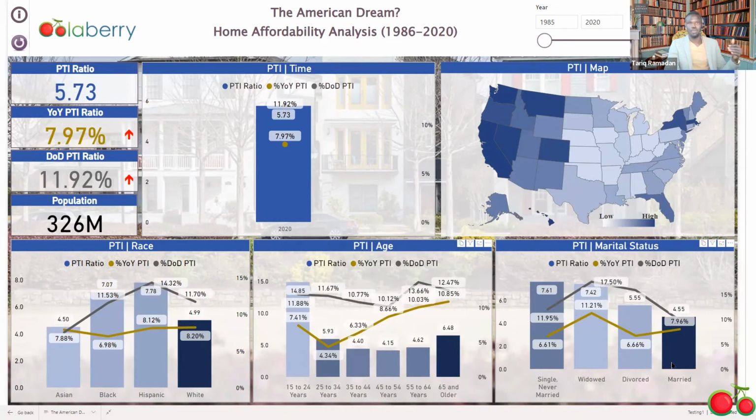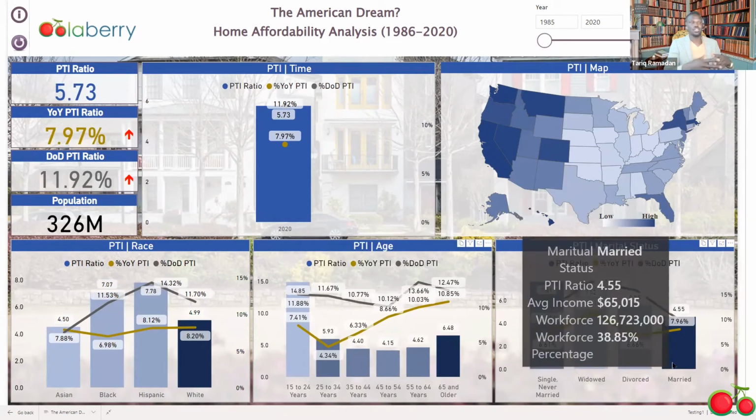Also, location plays a big part. Married people tend to live in the suburbs, which are typically cheaper, while single people typically will live in the urban areas, which are typically higher.